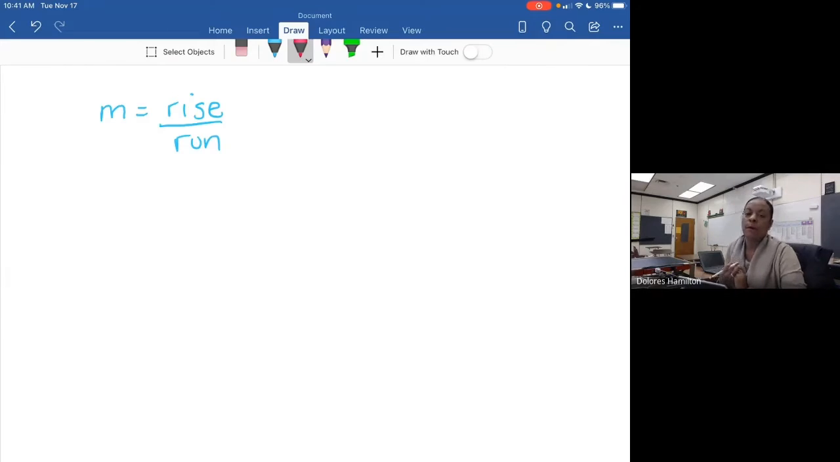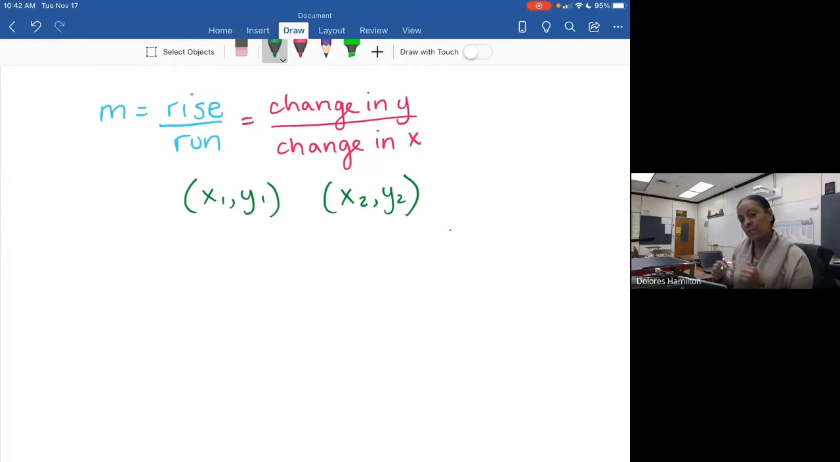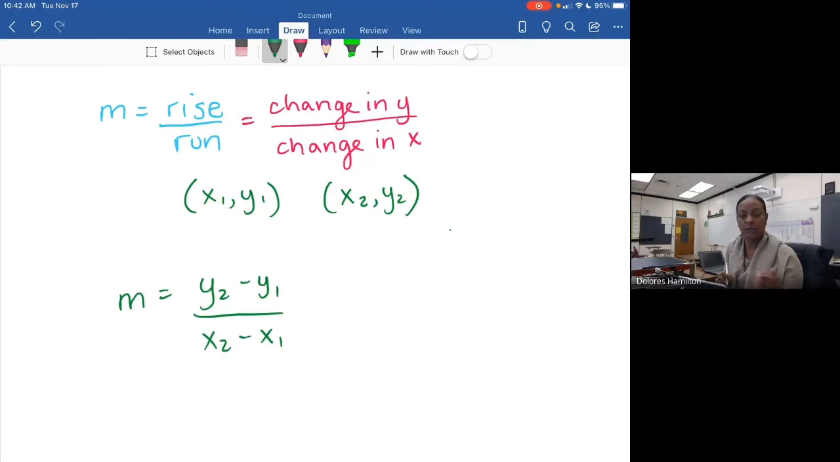Now we're going to work with another way to find slope given just the 2 points. We know that slope is rise over run. Another way that we could say that is we're taking the change in the y values, that's the rise, over the change in the x values, which is the run. So when we have 2 points, and we'll call them x1, y1, and x2, y2, to find the slope of the line that contains those 2 points, we would take the difference in the y's, y2 minus y1, over the difference in the x's, x2 minus x1.